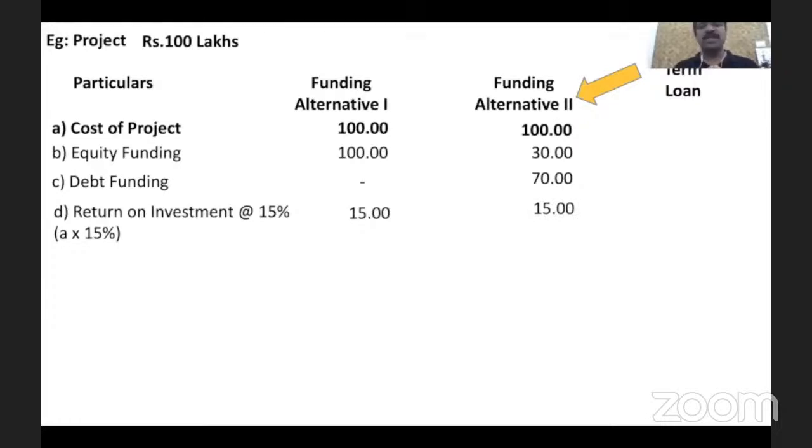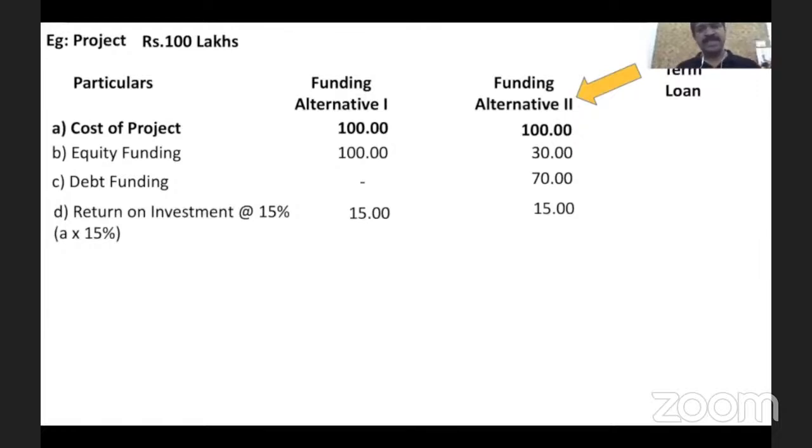This is what you have to understand, because earnings before interest and taxes is like a gross profit. Gross profit will give you the same amount whether you fund the project with your own money, with a combination, or with full debt funds. It is the net profit that will get varied. It is the net profit that will change because of the operation of interest cost. Now listen, this project is capable of giving a minimum return of 15%, that is 15 lakhs.